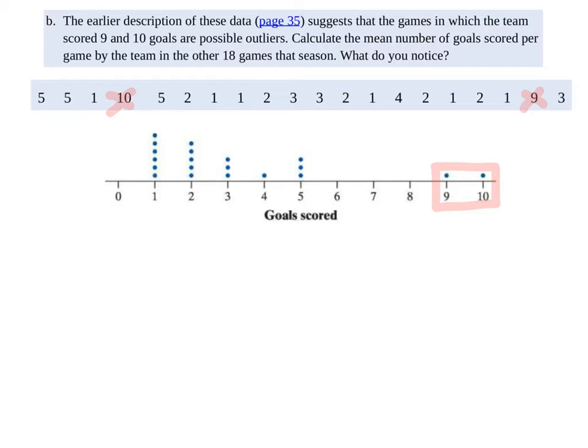The second part to this problem asks us to take a look at the data that we've looked at before, and remember when we were talking about our dot plot here? In that dot plot, we decided that 9 and 10 goals scored are outliers, because look at that, there's a big old gap between 6 and 8. So what would the mean be if we excluded these outliers? We're going to add up these values, excluding 9 and 10, and then divide by 18, because we're getting rid of 2 values. Let's see what happens.